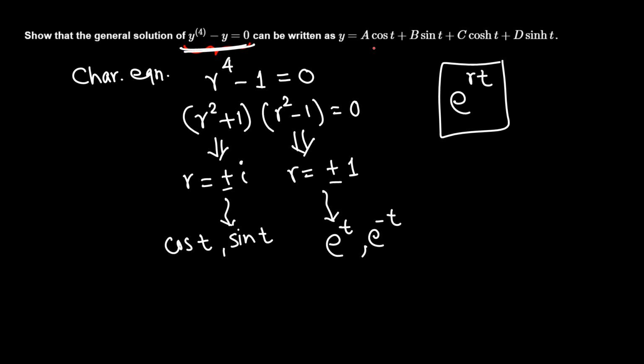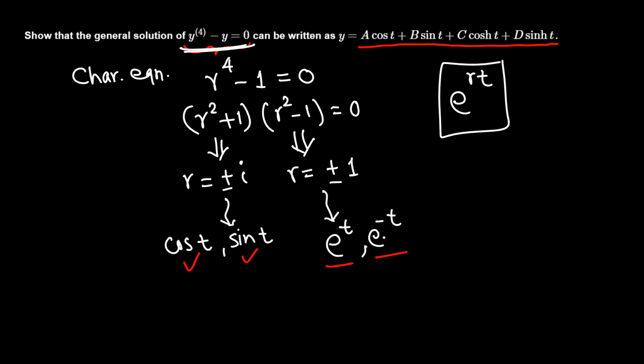But if we look closely here, we want a slightly different general solution. Cosine, we have that. Sine, we have that. But we want cosine hyperbolic and sine hyperbolic, and we have exponential functions. As we know, cosh and sinh are just linear combinations of these two solutions, these two functions.